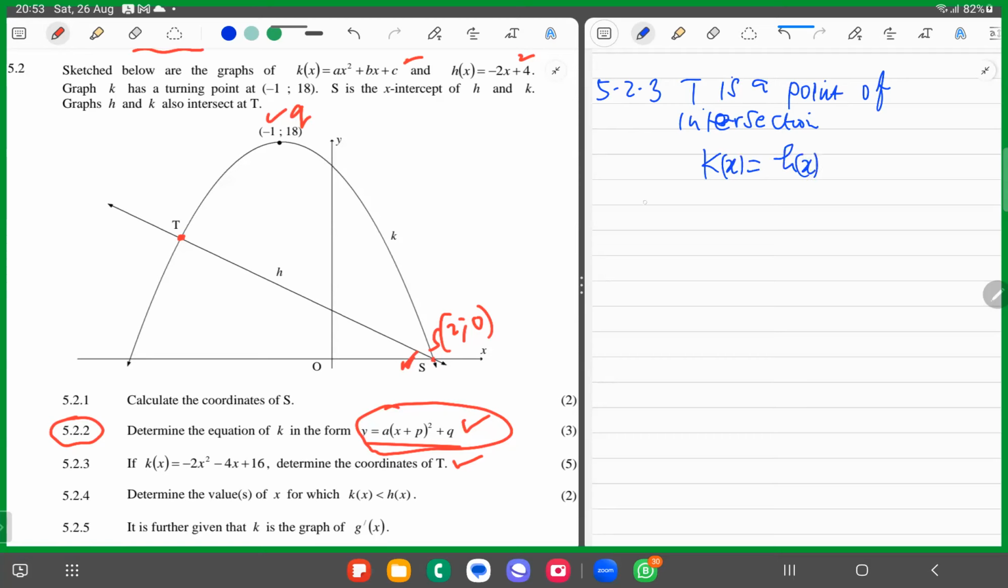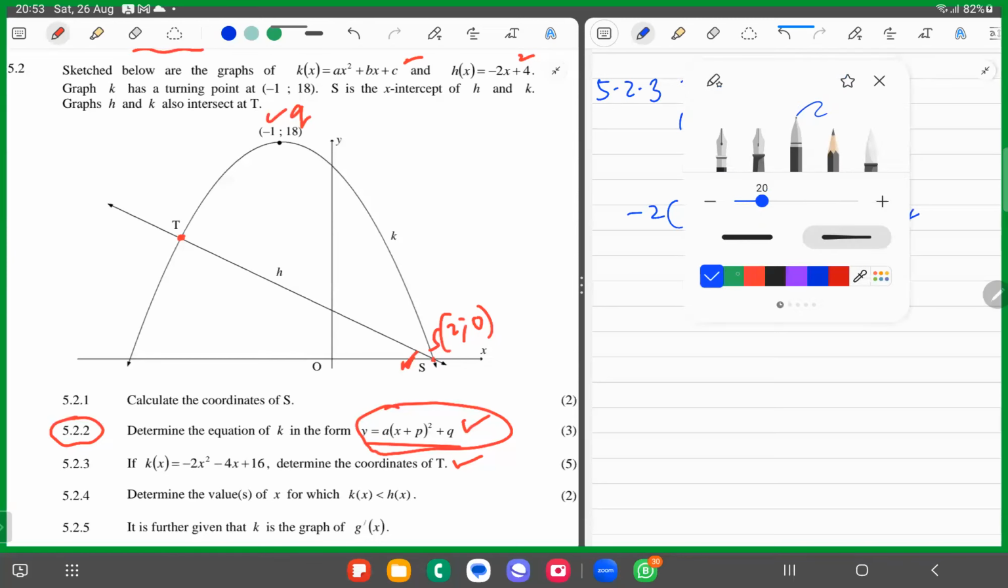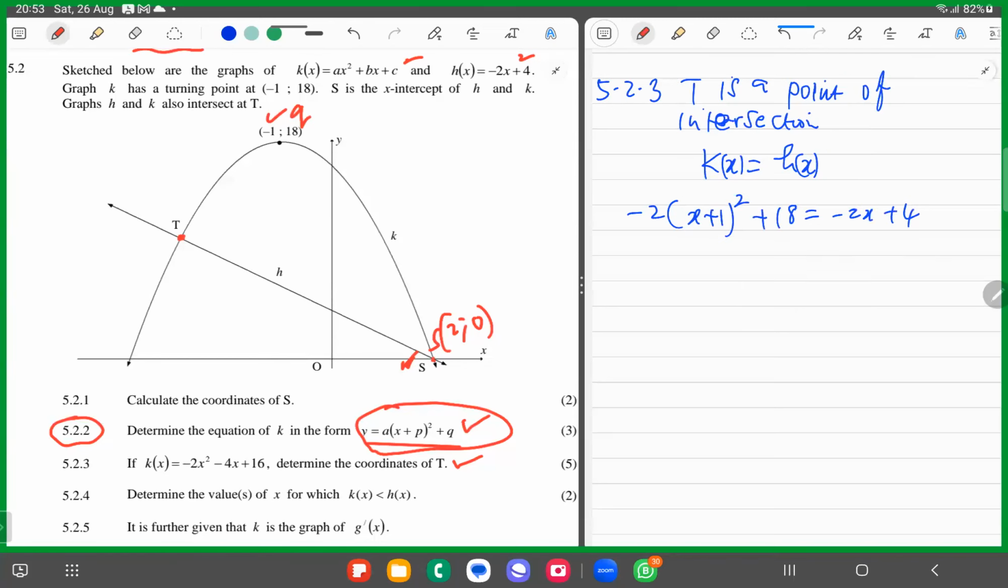What is K of X? Well, we saw that it is minus 2 into X plus 1 all squared plus 18. And then the H is the same as what? Minus 2X plus 4. So you have minus 2 into, you square this one, which is X squared plus 2X plus 1, plus 18, which is minus 2X plus 4. Minus 2X squared, minus 4X, minus 2 plus 18, which is minus 2X plus 4.